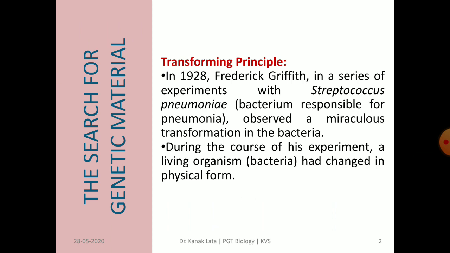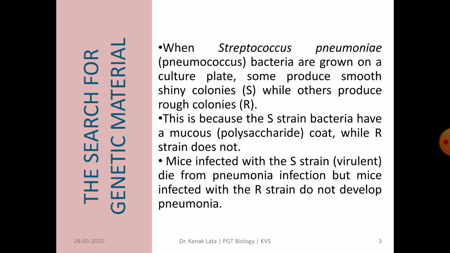This principle was given by Frederick Griffith in the year 1928. His experimental material was Streptococcus pneumoniae, a bacteria that causes pneumonia. During his experiment, he found that there was a miraculous transformation in the bacteria by changing the physical form. So let us see what he did in his experiments.